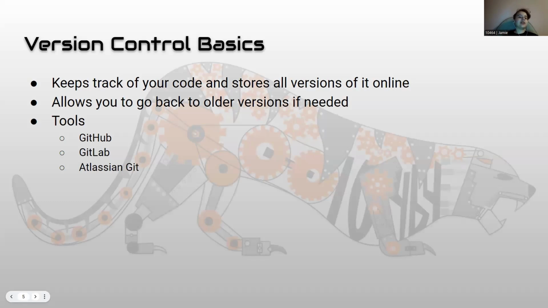Some of the tools that are used to do this are GitHub, which is what we use personally and is used sort of a lot in the industry. So that is a super helpful tool that we definitely enjoy using. And then there is also GitLab and Atlassian Git as options that we don't know as much about, but are definitely out there for you to use.